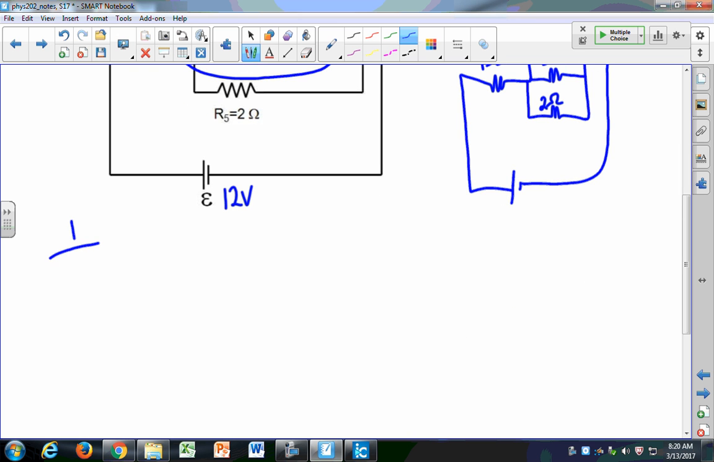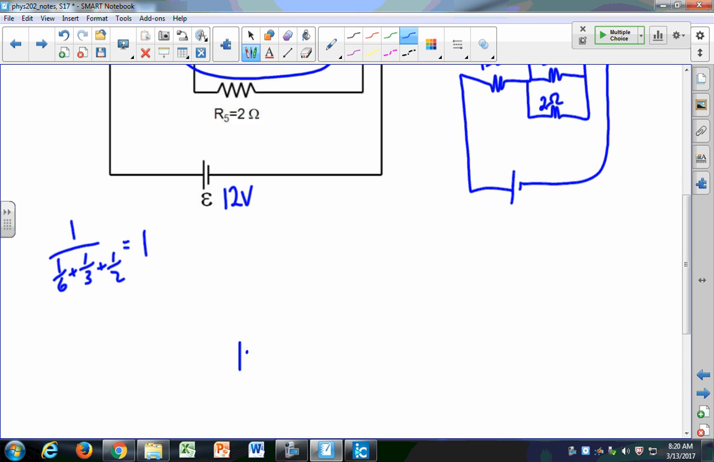It's 1 over 6 plus 1 over 3 plus 1 over 2. That's 1/6 plus 2/6 plus 3/6. What does that equal to? It's equal to 1. It's 1 over 1. So that's equal to 1. That's one of those combinations that I like to give.